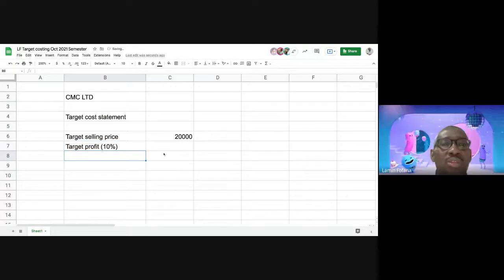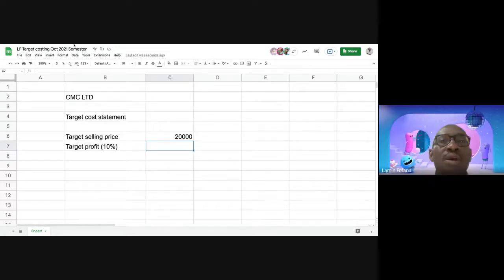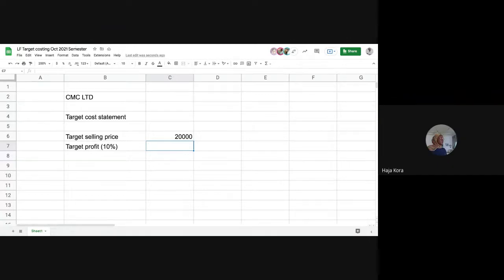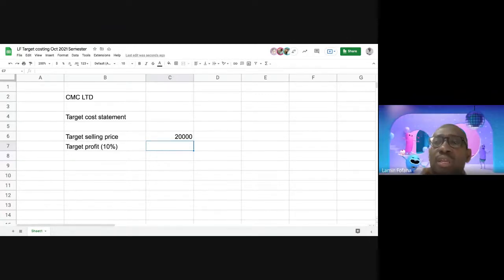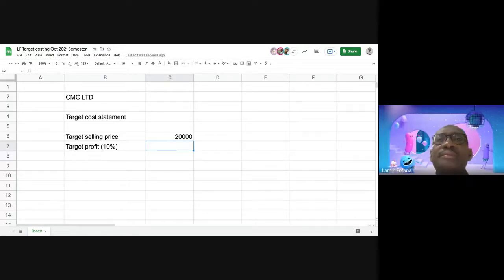Okay. So now, how can we calculate 10% here on the 20,000? Can you give me a formula to calculate 10% on the 20,000? Hello? Yes. You click on equals to. Okay, who is talking? Haja Kora, yes. Click on equals to sign. I click on equals to sign.